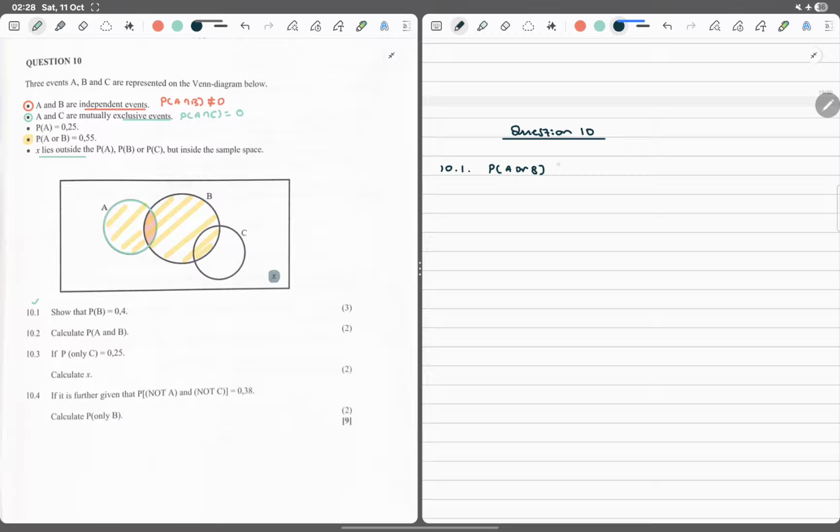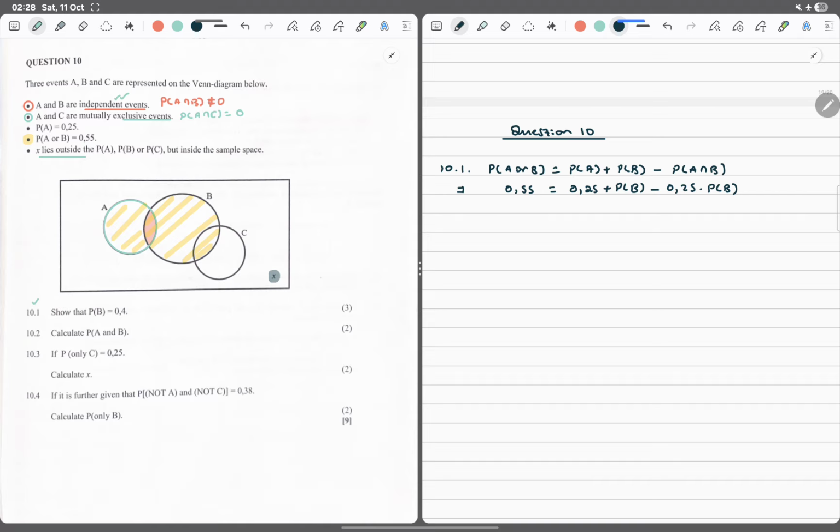P of A or B is going to be P of A plus P of B minus P of A intersect B. We substitute, so this is 0,55, this is equal to 0,25 plus P of B minus. Remember, when the events are independent, it means this is going to be the product of their probabilities. Times P of B. So this is what we have.